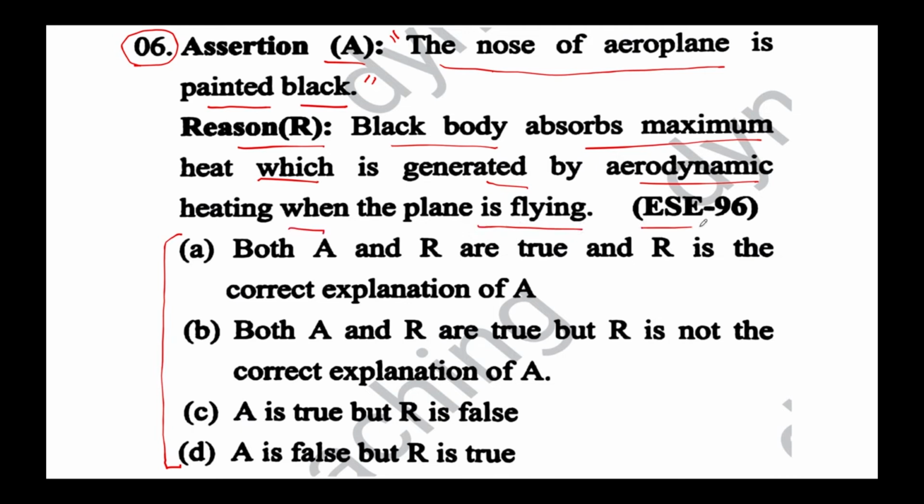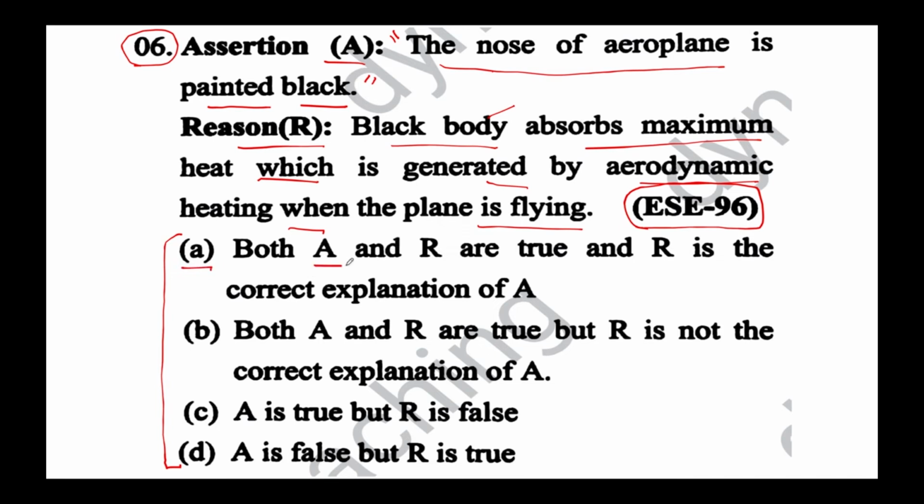Question was asked in the year 1996, and this is clearly application oriented. So if you can understand the concept very clearly, you'll be able to get the answer quickly. So I'll once again read the statement. Assertion: nose of the aeroplane is painted black. Reason: black body absorbs maximum heat which is generated by aerodynamic heating when the plane is flying.